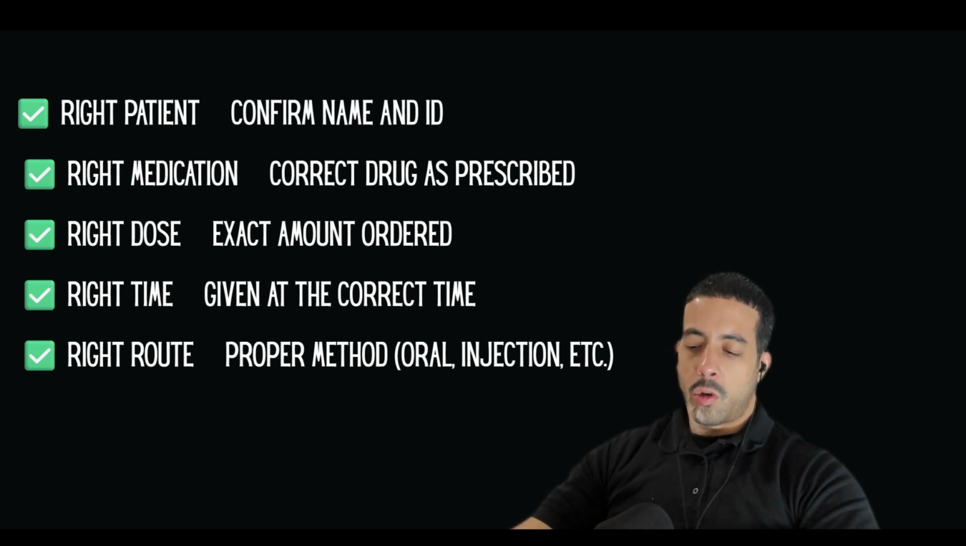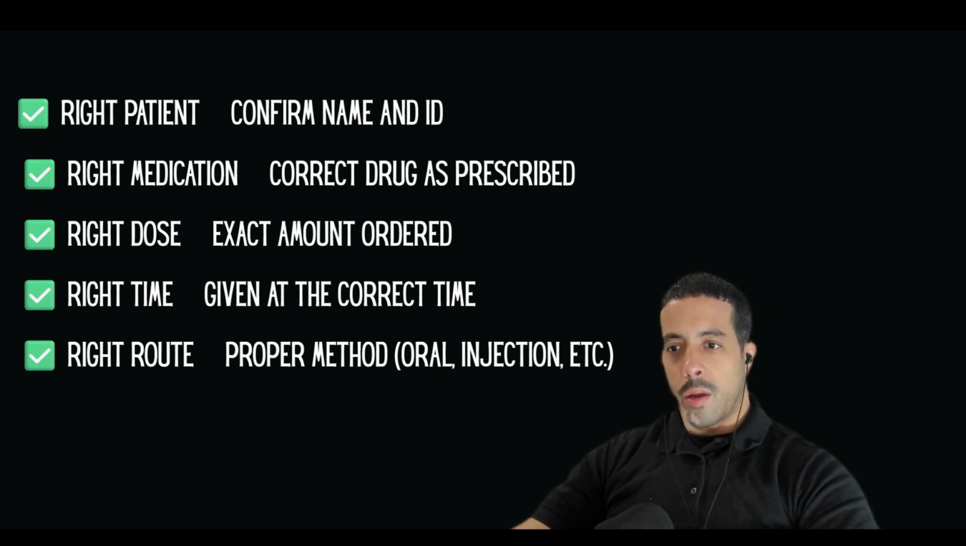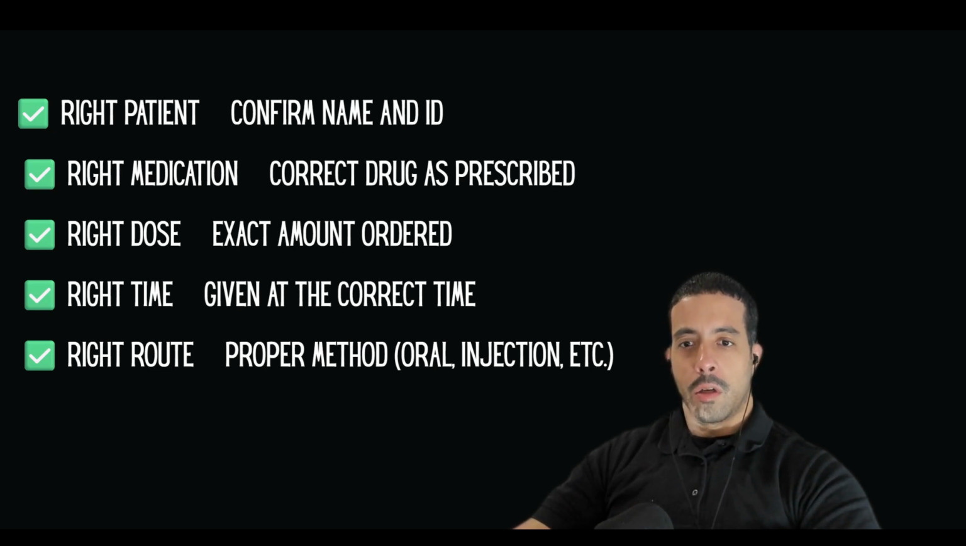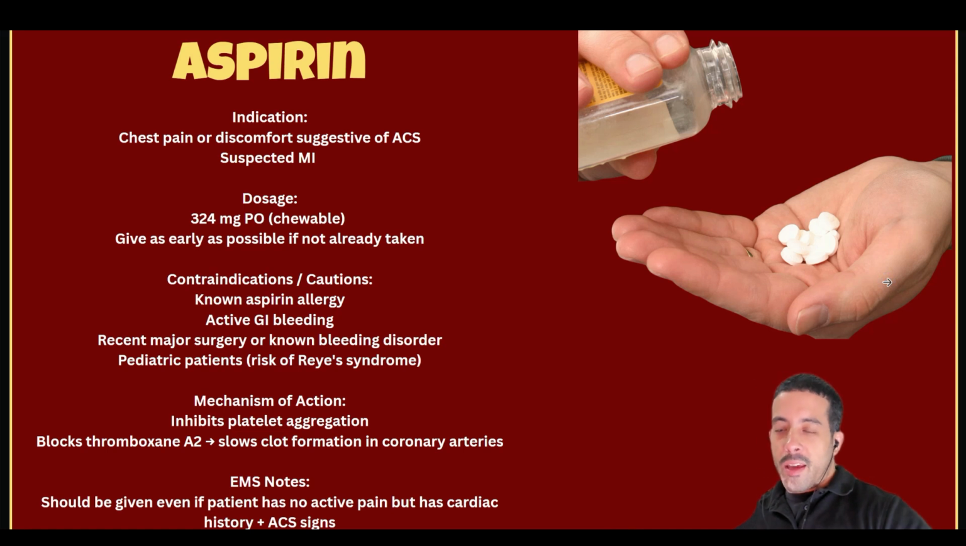Now, when we talk about medications, let's not forget the right patient, the right medication, the right dose, the right time, and the right route are things that need to be considered when treating our patients. When we talk about cardiac medications, of course, we have to think about aspirin. Aspirin is given at 324 milligrams, chewable baby aspirin, and it's basically contraindicated for people that have an allergy.